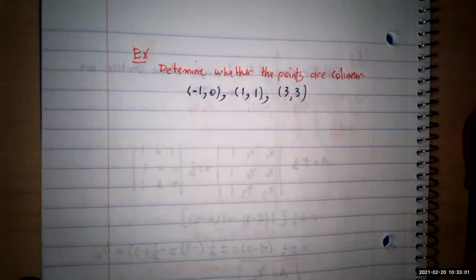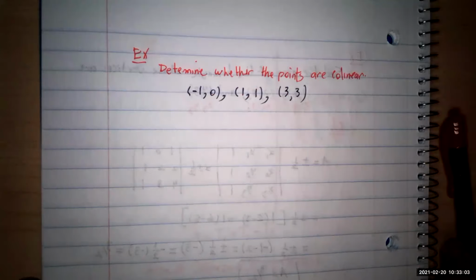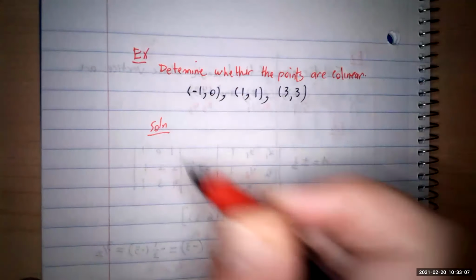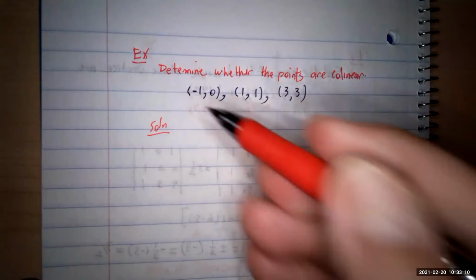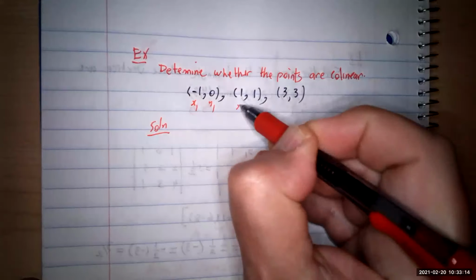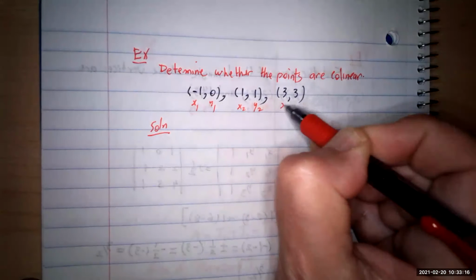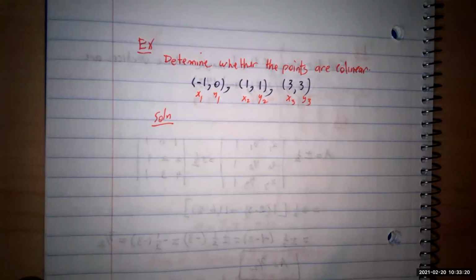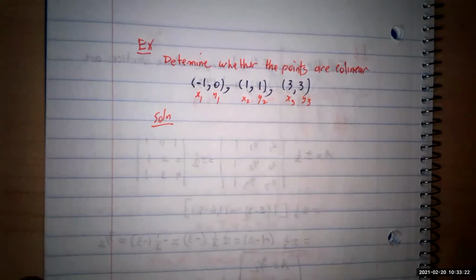Okay, check the area formula if you like. So you label your points x1, y1, x2, y2, x3, y3. Okay, you check this one.